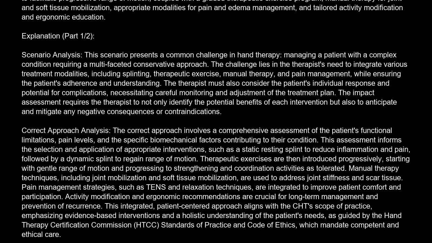The correct answer is B, a comprehensive plan incorporating a static resting splint for pain and inflammation control, followed by a dynamic splint to facilitate progressive range of motion, coupled with a graded therapeutic exercise program, manual therapy for joint and soft tissue mobilization, appropriate modalities for pain and edema management, and tailored activity modification and ergonomic education.